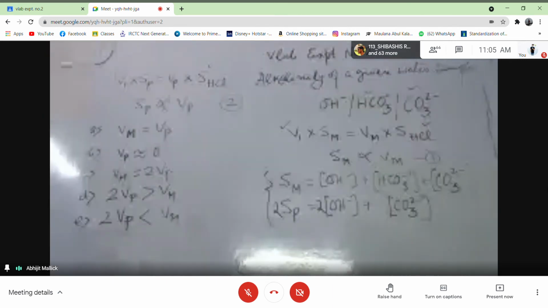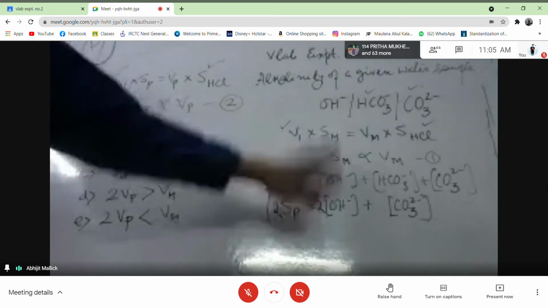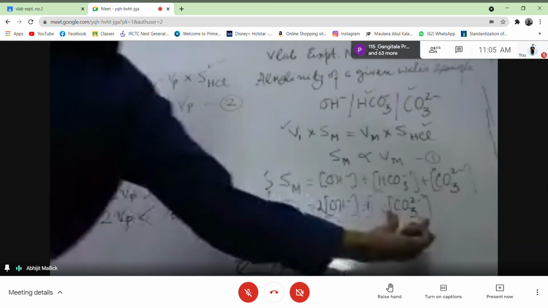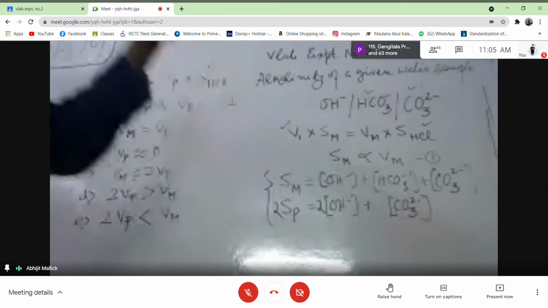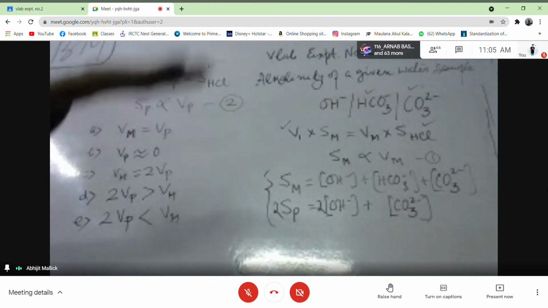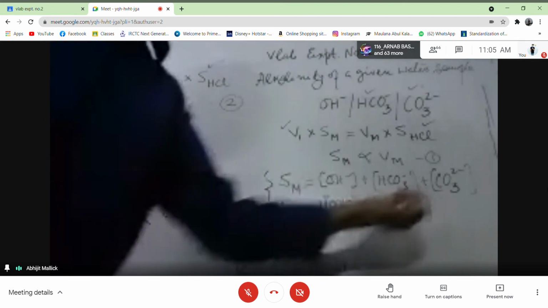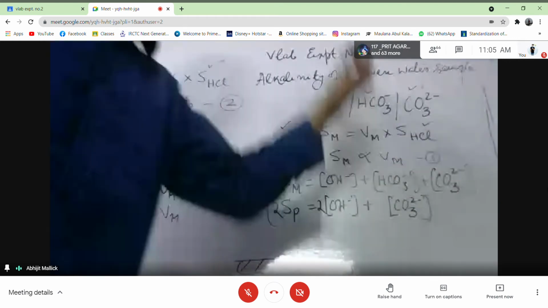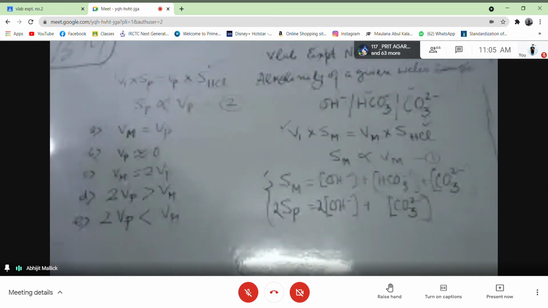The first objective is clear. Now the second is how to find out the individual concentrations. Very simple. OH minus is 0. So directly we get CO3 2 minus is our 2SP. So directly 2 times SP gives CO3 2 minus, and putting the value of CO3 2 minus, we can get the value of bicarbonate. Is it clear to everybody? Yes, sir. Clear, sir.